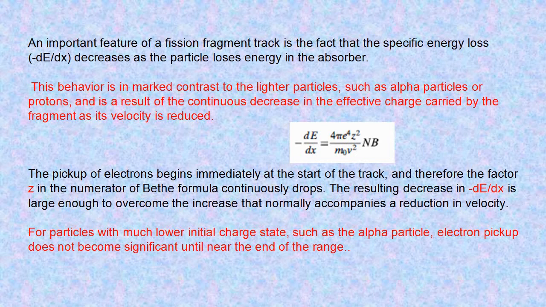But this is for heavier ions, and for lighter ions, that picking up of charge is only at the end. That means for both cases, velocity is decreased as they are going in. So if the z is unchanged, you can see that this dE by dx increases. But for heavy ions, this z also decreases. That is why this quantity decreases, and for the other cases it increases.